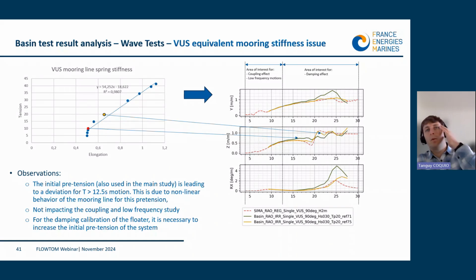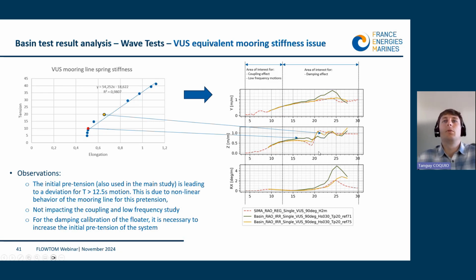So we can see on the right here, the red dashed line is the numerical models, with the yellow curves you have the basin test with a high pretension, and with the green curves we have the basin test with low pretension. And we can see that we are totally missing the effect at 20 seconds with the low pretension due to the non-linearity of the springs.